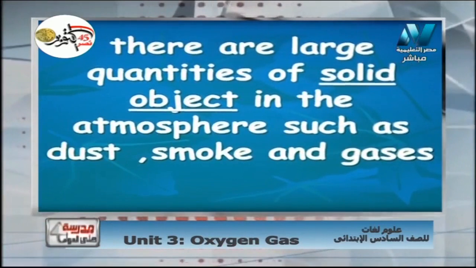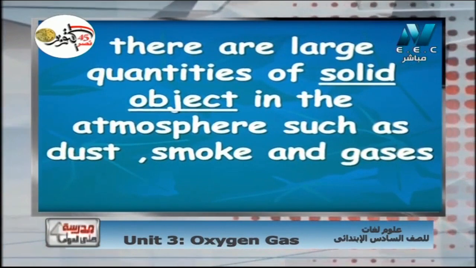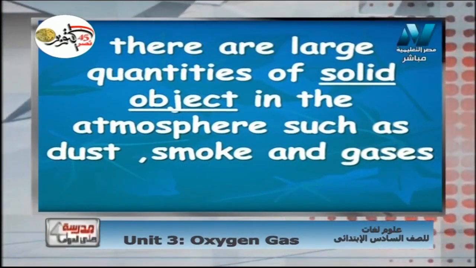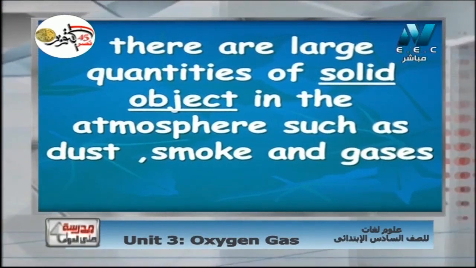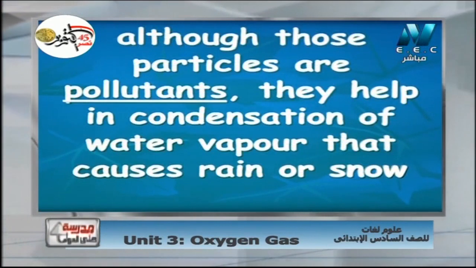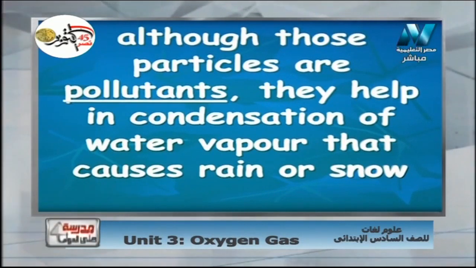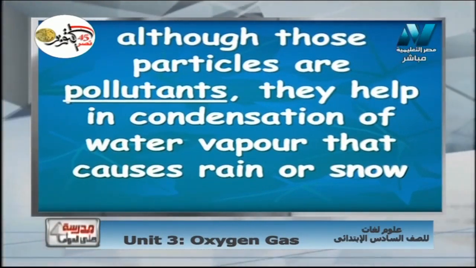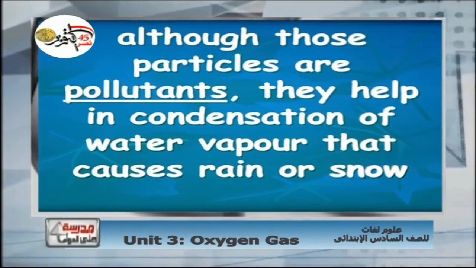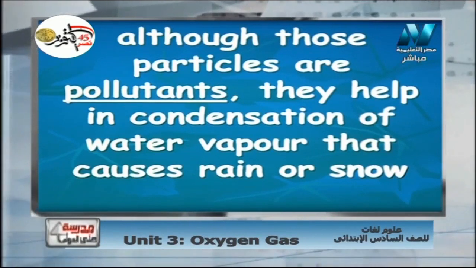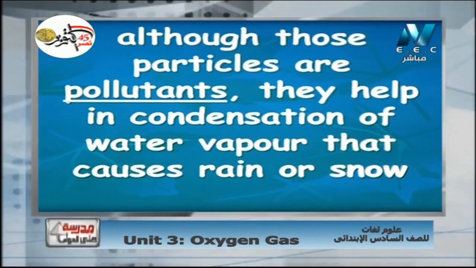Also, there are large quantities of solid objects in the atmosphere such as dust, smoke, and also gases. في حاجات صلبة في الغلاف الجوي بنسميها dust التراب أو smoke الدخان. طب هل دي ليها أهمية؟ ليها أهمية مهمة جدا على الرغم إن هي ضارة جدا. Although those particles are pollutants, they help in condensation of water vapor that causes rain or snow. وده اللي بيسبب الأمطار أو الجليد أو التلج في الجو البرد. يبقى إزاي بيتكون أمطار؟ بيحصل condensation تكثف للووتر فيبور حوالين البوليتانتس أو الملوثات وده بيسبب الرين اند سنو.